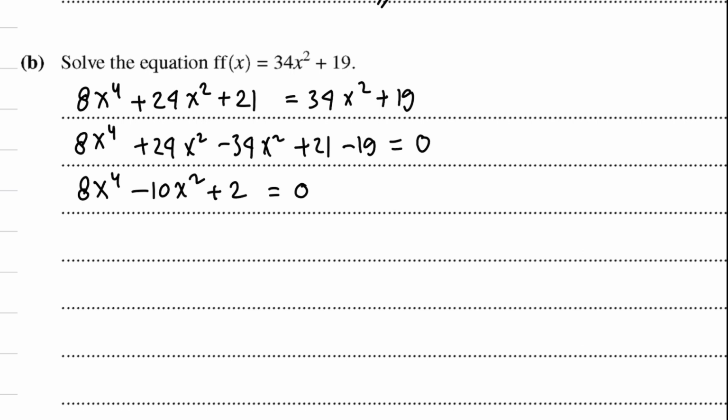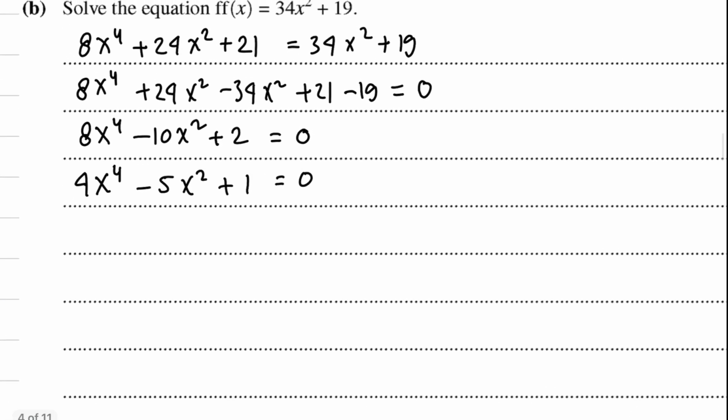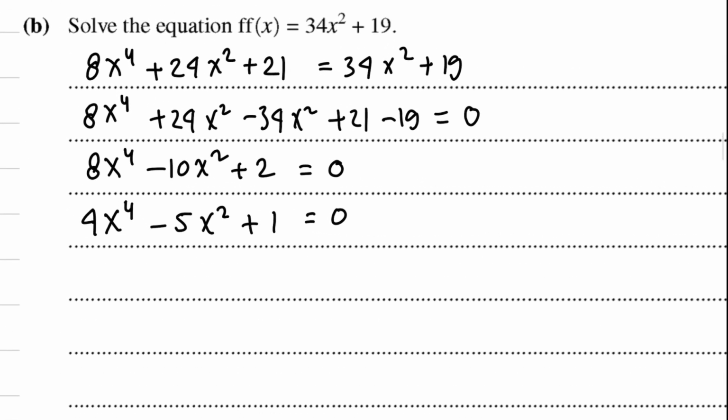From here, as you can see, we can divide both sides by 2 to make it simple. So 4x^4 minus 5x squared plus 1 equals to 0. Now from here, we can use substitution. So let, for example, y equals to x squared. So that means we have y squared equals to x^4.